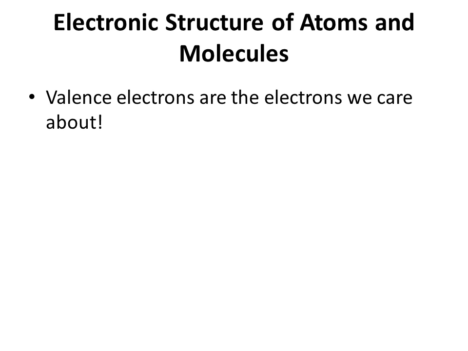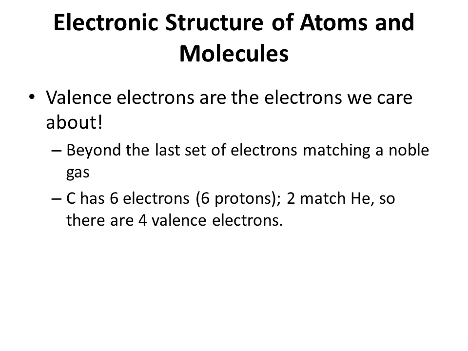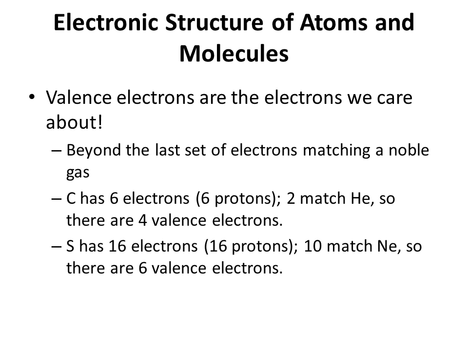When you want to figure out the electronic structure of a molecule, all you really care about are the valence electrons of the atoms. So, how do we figure out valence electrons? These are the ones that are beyond the last set of electrons matching a noble gas. So for example, carbon, which has 6 electrons, since it has 6 protons, the first 2 electrons match helium, a noble gas. So there are 4 valence electrons that we care about. With sulfur, that has 16 electrons because it has 16 protons. The first 10 match neon, a noble gas, so there are 6 valence electrons.